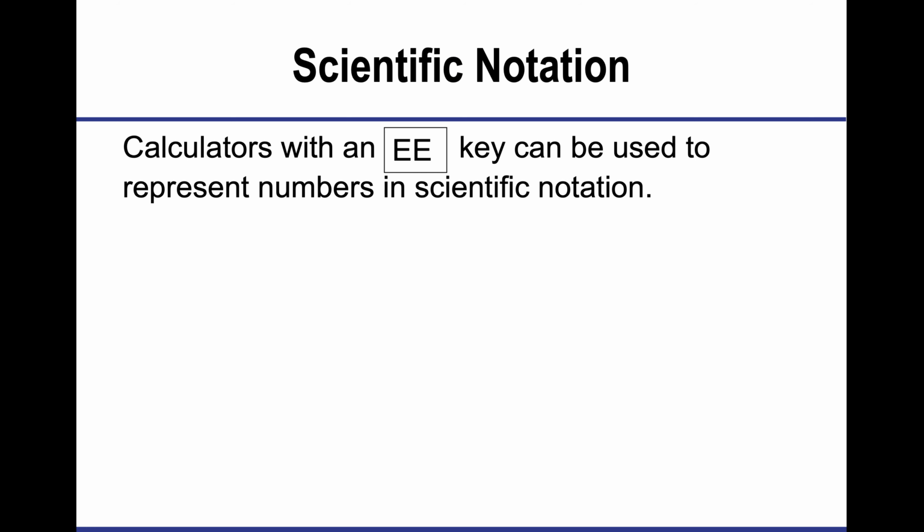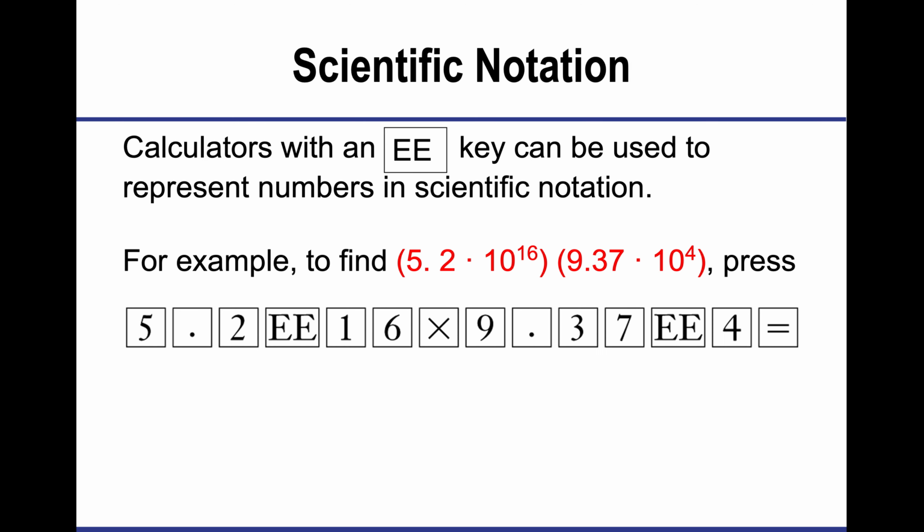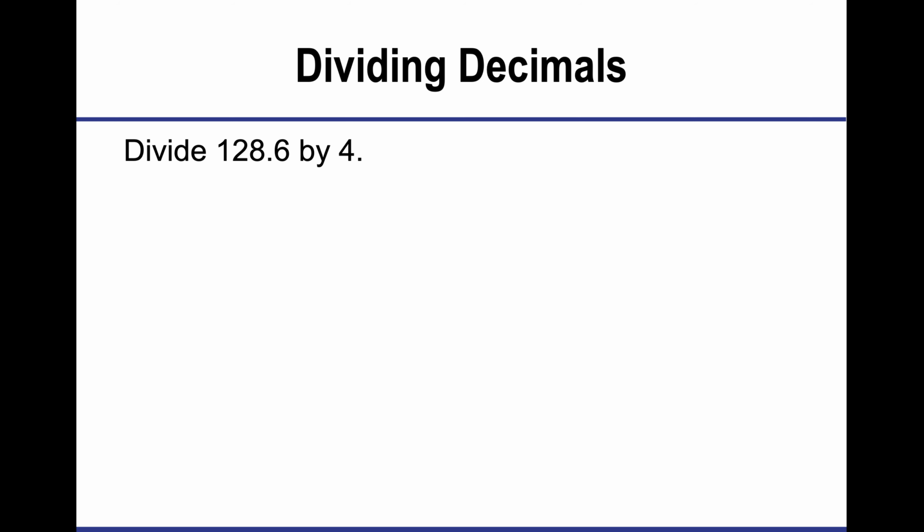A scientific notation on your calculator is typically indicated with the EE button. If I want to do scientific notation, you don't actually type the times 10. If you do that, a lot of times it will do it incorrectly. So you would enter it as 5.2 in the EE button and the exponent here, so 16. So 5.2 times 10 to the 16th is entered as 5.2 EE 16. And the same follows for the next one, and you're going to use your calculator for these problems. You're not going to do them by hand.